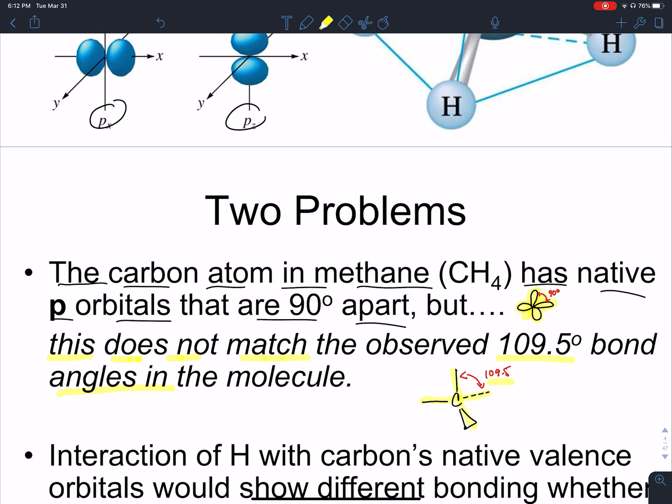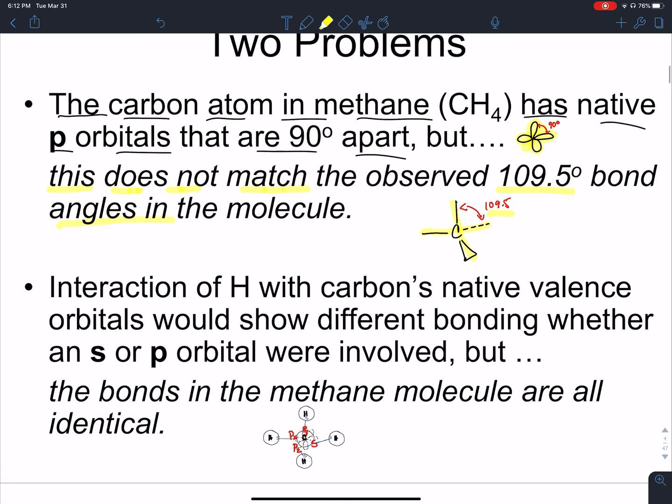So the first thing we know is, when carbon forms these four bonds in CH4, it can't just have those typical native orbitals that we're accustomed to. Something's happening. Secondly, the interaction of hydrogen with carbon's native valence orbitals would show different bonding, whether an s or a p orbital were involved. But the bonds in the methane molecule are identical.